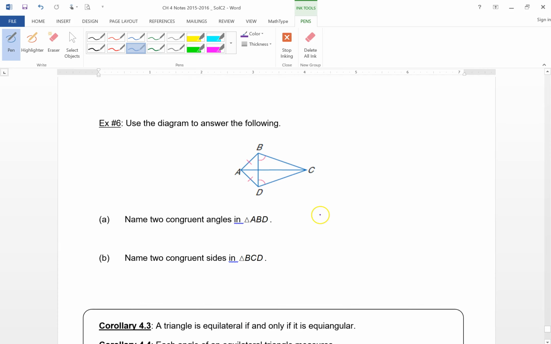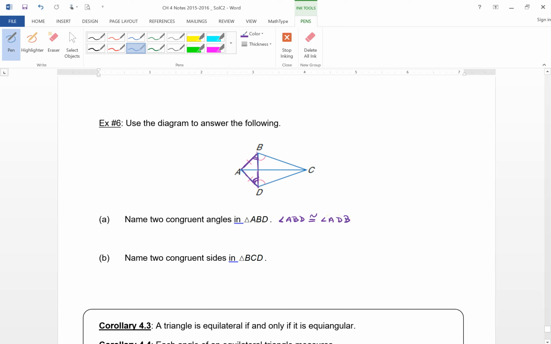We have a diagram here. We want to name two congruent angles in triangle ABD. So we're in triangle ABD right here. Two congruent angles in triangle ABD. Anybody have any ideas? Which ones? Okay, so give me the names of two congruent angles in ABD. It's this one and this one. Okay, so angle ABD is congruent to angle ADB.